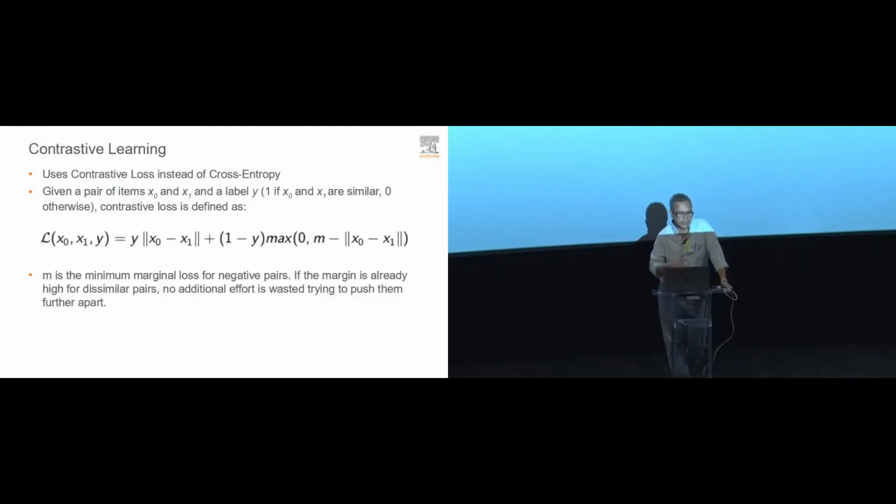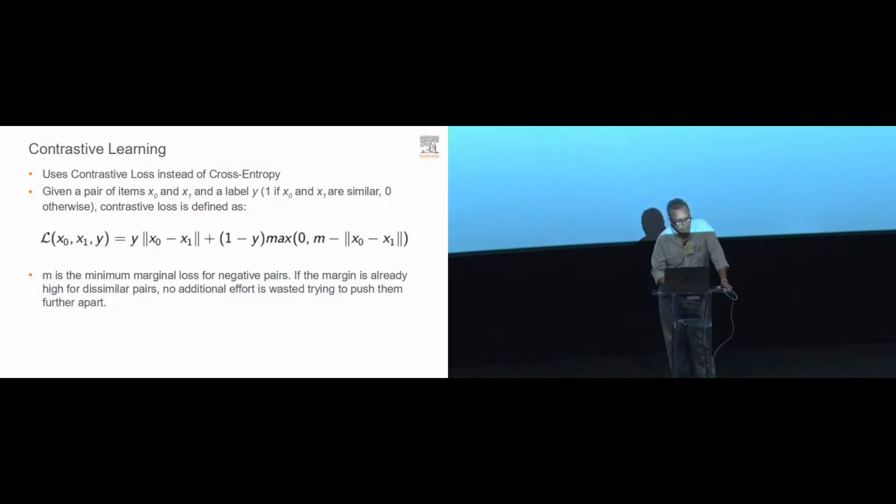And that's contrastive loss in general. For a more mathy treatment here, given a pair of terms, x0 and x1, and a label y, which is 1 if x0 and x1 are similar, and 0 if not, you are defining contrastive loss in this way. If y is 1, only this part is relevant. This part disappears, right? And vice versa.